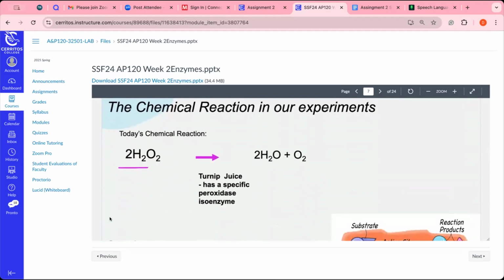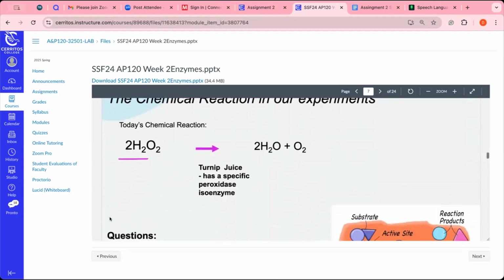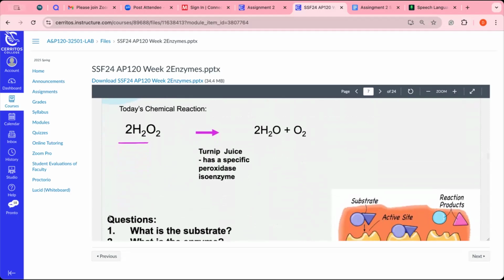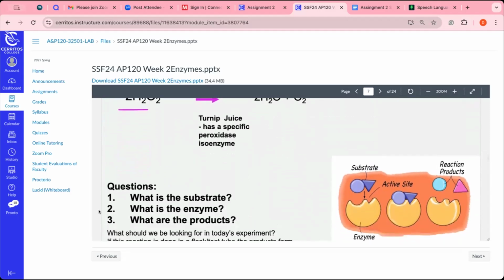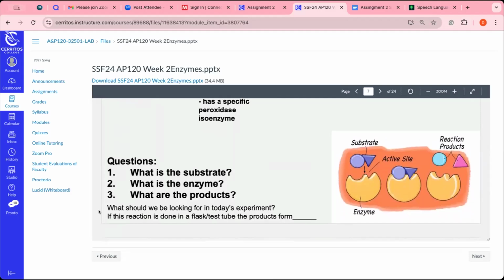Okay, so this is a picture of the same thing. And so here, what is the substrate? And what is the enzyme that you have? What should we be looking for in today's experiment if this reaction were done in a flask or test tube? Products form what?